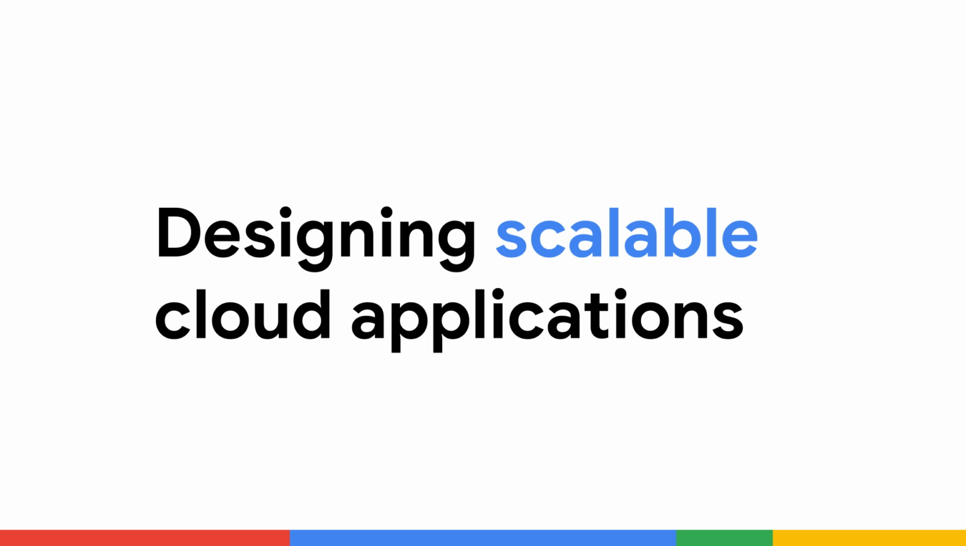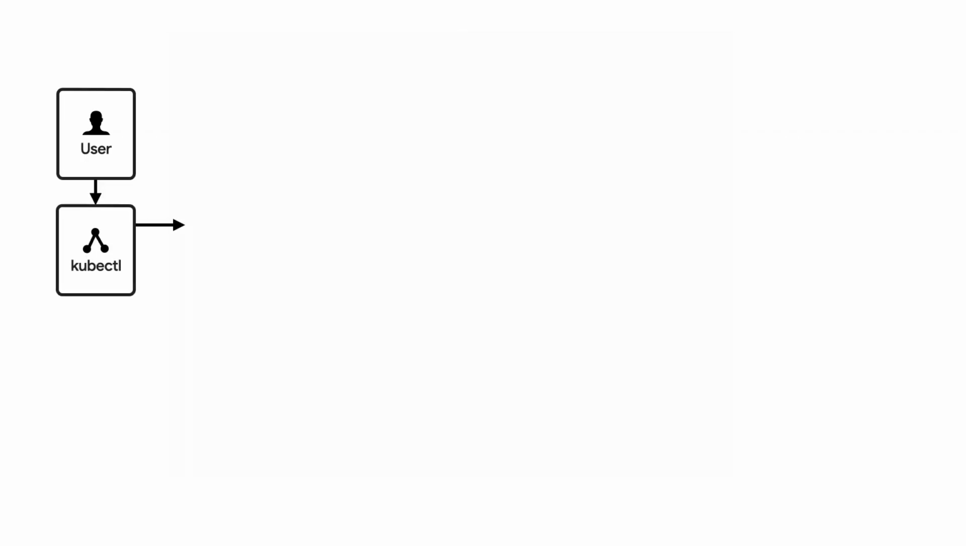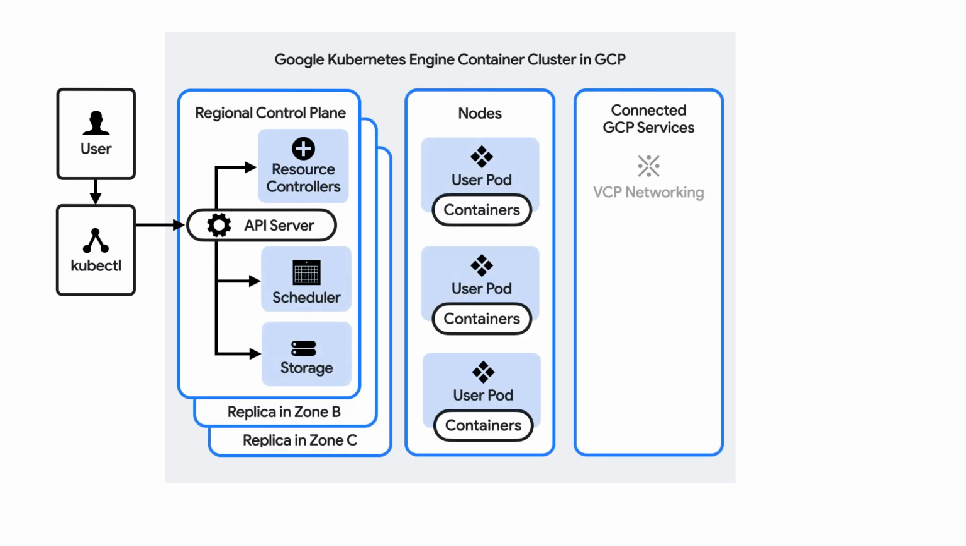Have you thought about scaling your app up to meet a sudden surge in demand or scaling it down to manage costs? I'm going to show how Google Kubernetes Engine, also known as GKE, can help you build scalable modern cloud applications easily and efficiently. Let's get started. GKE is a fully managed environment for deploying, scaling, and managing modern cloud applications.